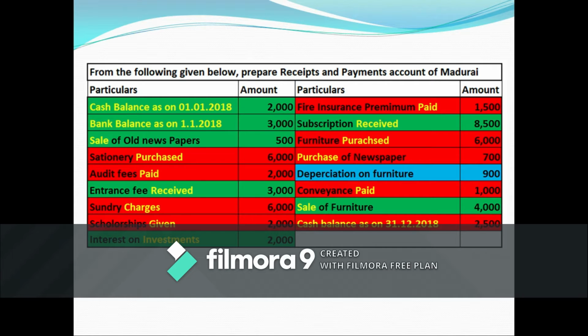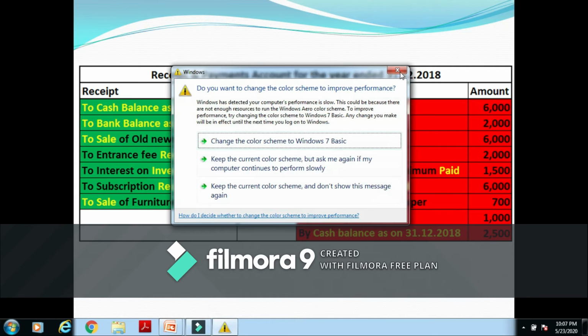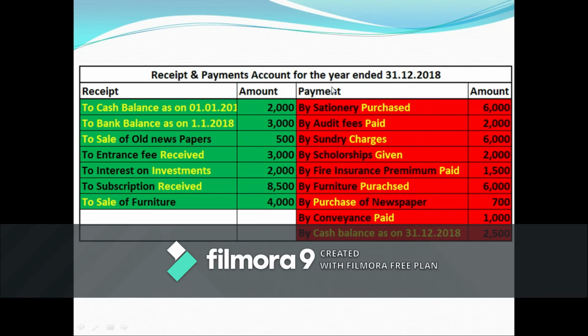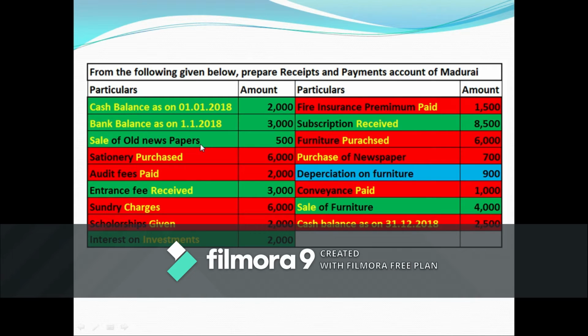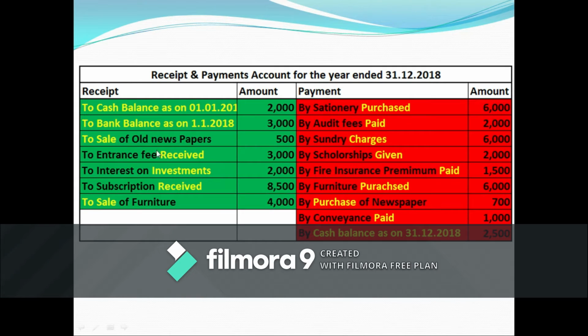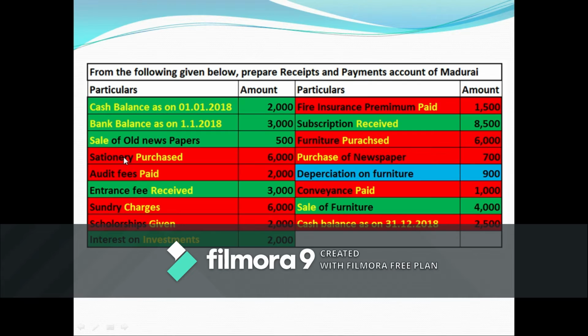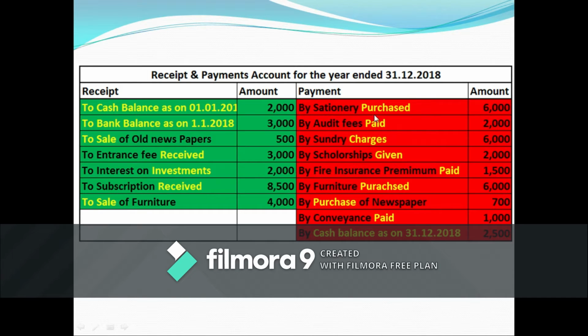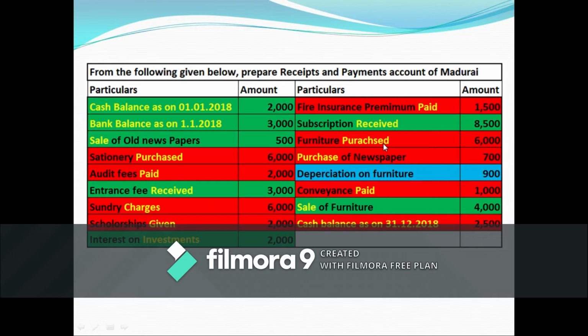Next step, here receipt and payment account for the year ended 31st March 2018. Receipt, payment, and the amount. Here, receipt side: whatever we highlighted earlier in green, all the receipts will be mentioned in the receipt side. Whatever is highlighted in red, we mention in the payment side. Here only one account remains, depreciation on furniture.